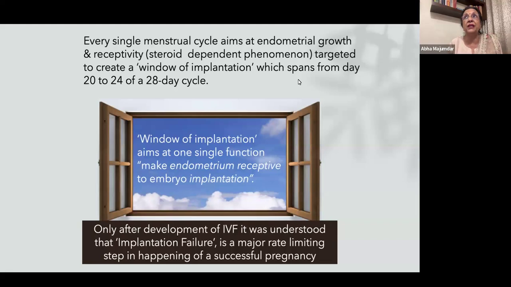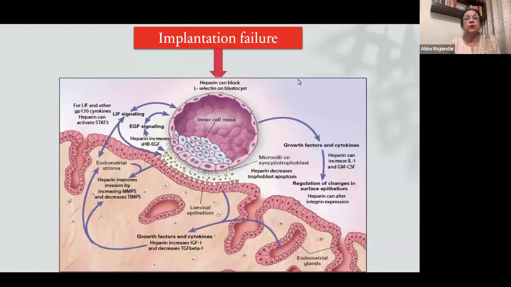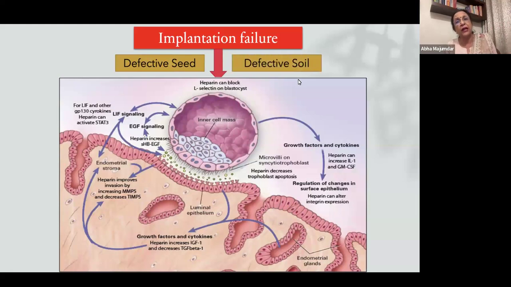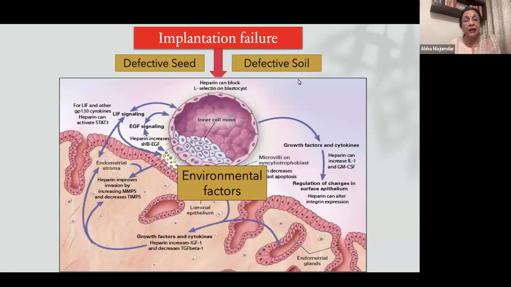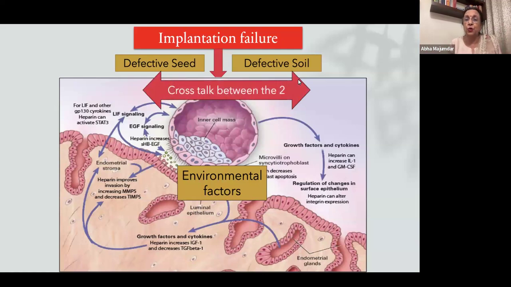We do not know how many cases of unexplained infertility come to us where possibly everything is happening in vivo, but implantation is failing. But we can recognize it only in IVF, when we see an embryo in front of us and we put it into the uterus in a supposedly very appropriate window, and yet it doesn't implant. So what is implantation failure? It is either a defective seed, which is the embryo, or defective soil, which is the endometrium, or environmental factors around the seed and soil, or it could be the crosstalk between the seed and the soil.